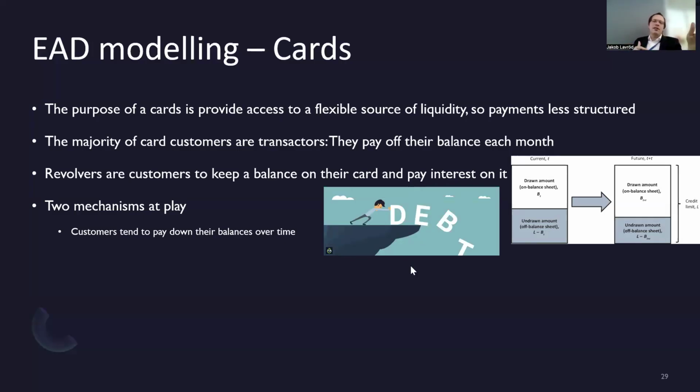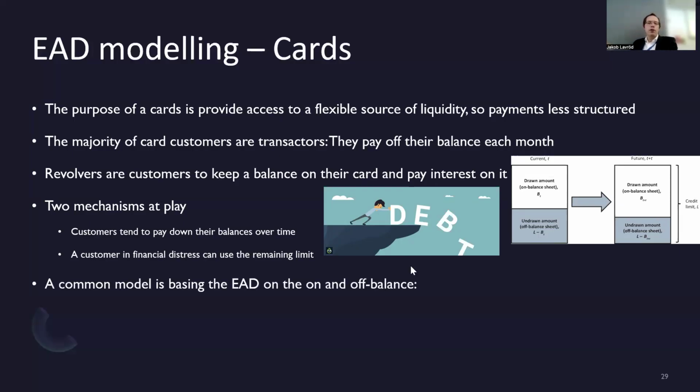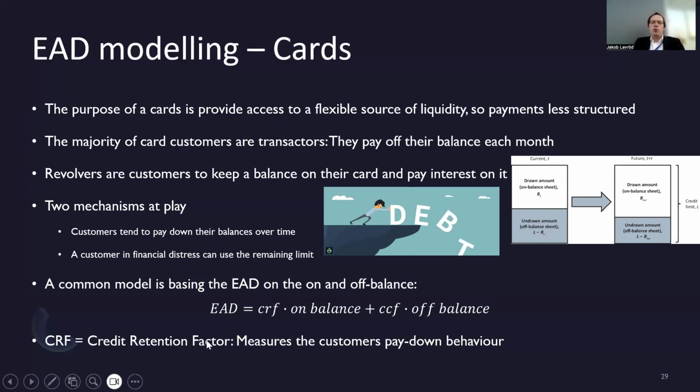You need to reflect this, that typically the customer will do some pay downs, and also the fact that a customer in distress might actually be drawing down on the card even more, so that they're actually pushing it upwards. And you then get this sort of joint model where you say that the EAD is you take the on balance and you say, okay, they probably were able to reduce the on balance a little bit. That's called the credit retention factor. So it's how much was left of the original current on balance.